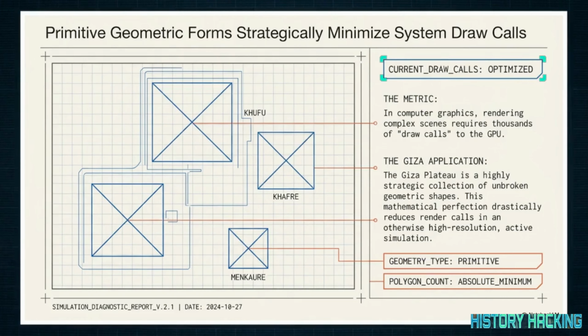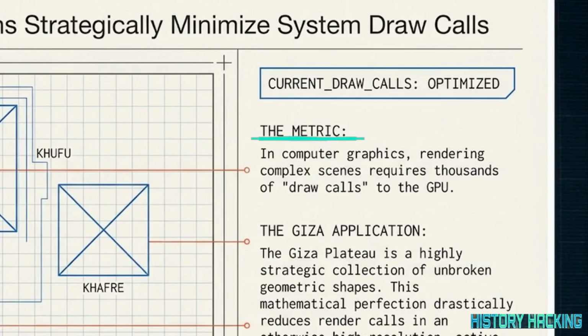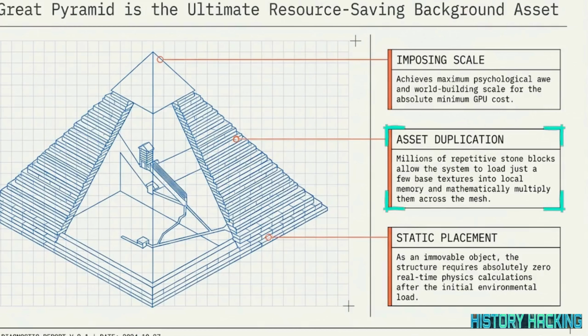This top-down schematic illustrates exactly how the geography is optimized. In computer graphics, a draw call is a system request to render a specific object. The Giza Plateau is mapped out as a collection of unbroken geometric shapes to minimize those system draw calls. The design also utilizes asset duplication. Look at the breakdown here. Instead of rendering millions of unique stones, the system mathematically multiplies a single base block texture across the entire mesh.